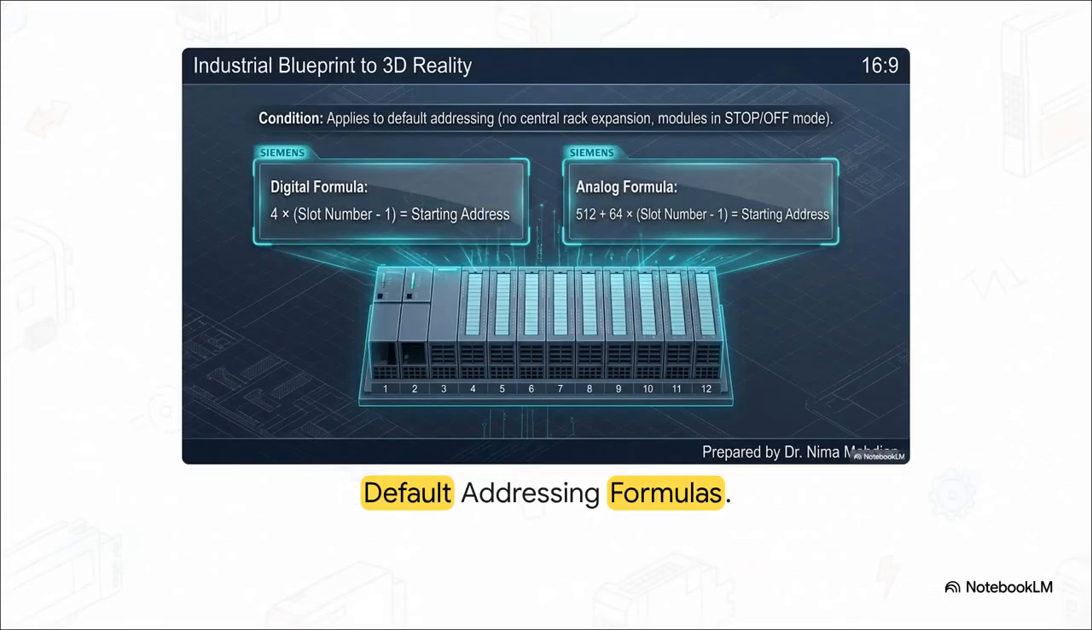Because of those differences, the system relies on standard, default addressing formulas when you plug these modules into a rack without any custom configurations. As a precise rule of thumb, for digital modules, the starting address is 4 times the slot number, -1. But for analog modules, the formula shifts pretty dramatically. It's 512 plus 64 times the slot number, -1.